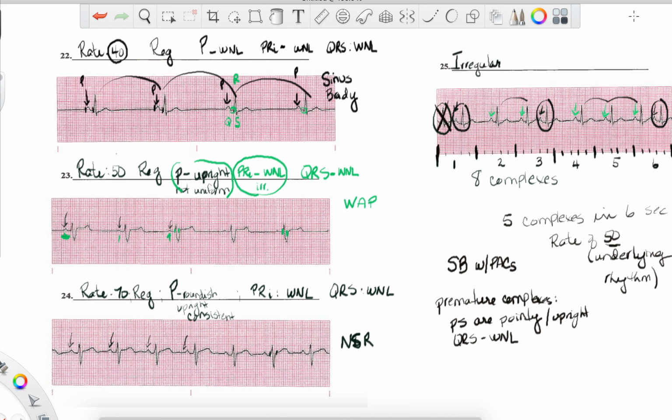All right, and then we note the presence of the premature atrial complexes. Okay, I hope that helps. We'll see you tomorrow. Take care.